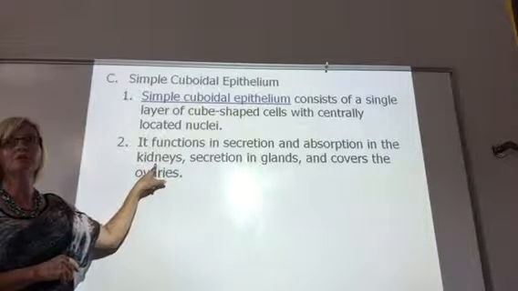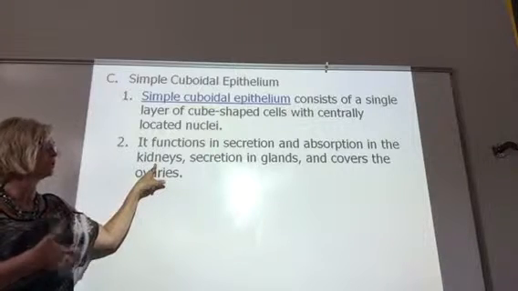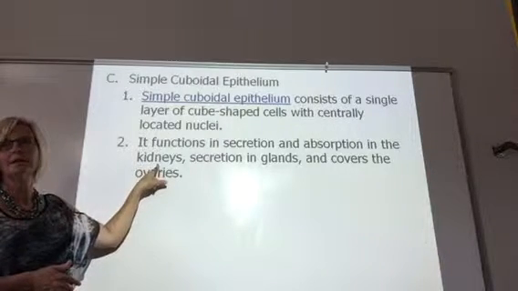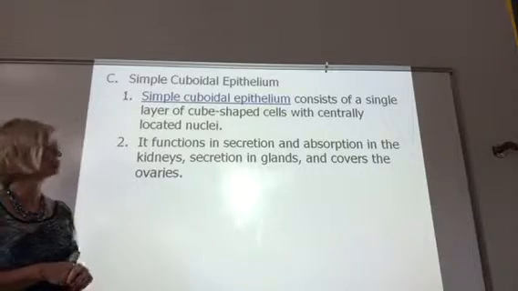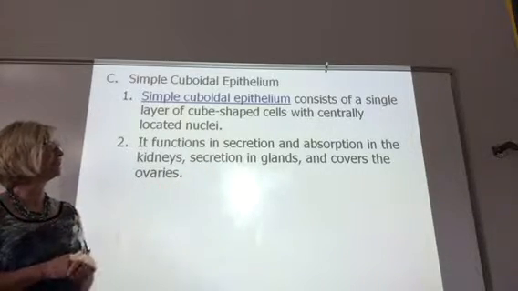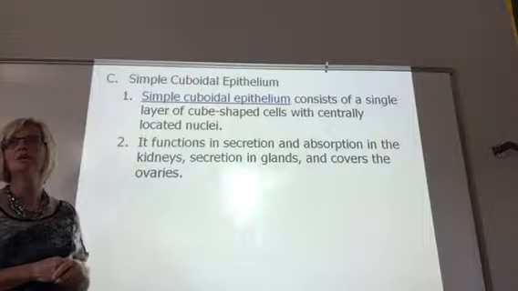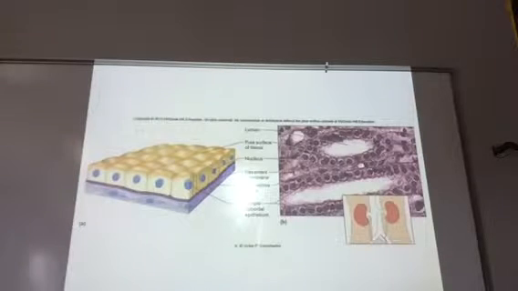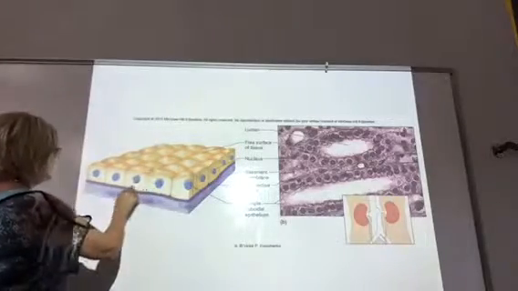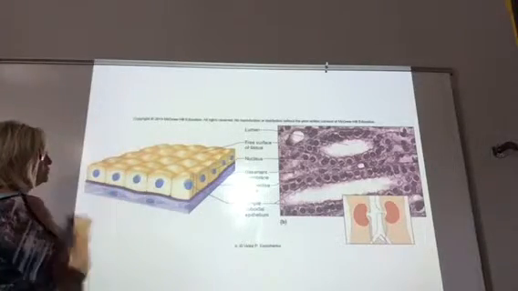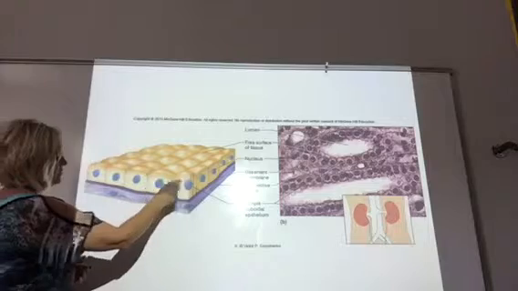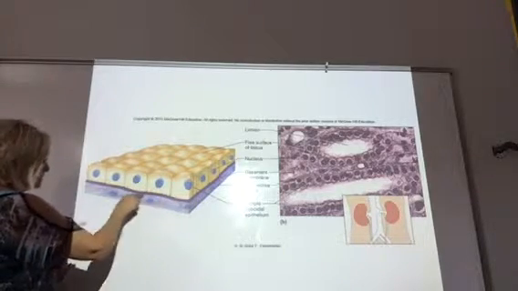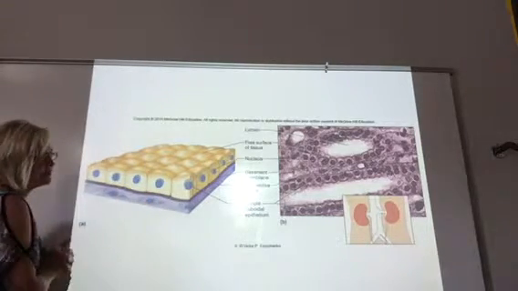Your kidneys are filters. They have to absorb, secrete a lot, so they are filled with this type of tissue. Secretion in glands, and then it also covers the ovaries. So that cuboidal epithelium is going to cover the ovaries. In the picture here, you can see they're not so flat. They almost look like a square or a cube. Nucleus is typically right in the center. Basement membrane is going to be at the bottom.